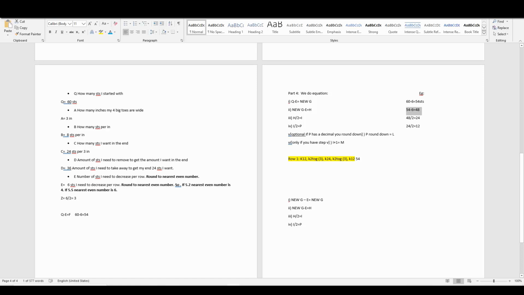Then we're going to take that number, divide by 2 for number 3. So H, which was 48, divided by 2 equals I. 48 divided by 2 equals 24. We're going to take that number, divided by 2. So I divided by 2, 24 divided by 2 is 12. That gives us P.